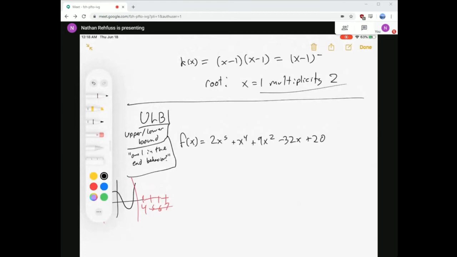The constant term is going to tell us the y-intercept. So I know this thing has a y-intercept of 20, (0, 20). That'll come in handy. The leading term is going to tell us about the end behavior, 2x to the fifth. So it's going to go up to the right and down to the left, and it's going to have this point, (0, 20). That's what I know so far.